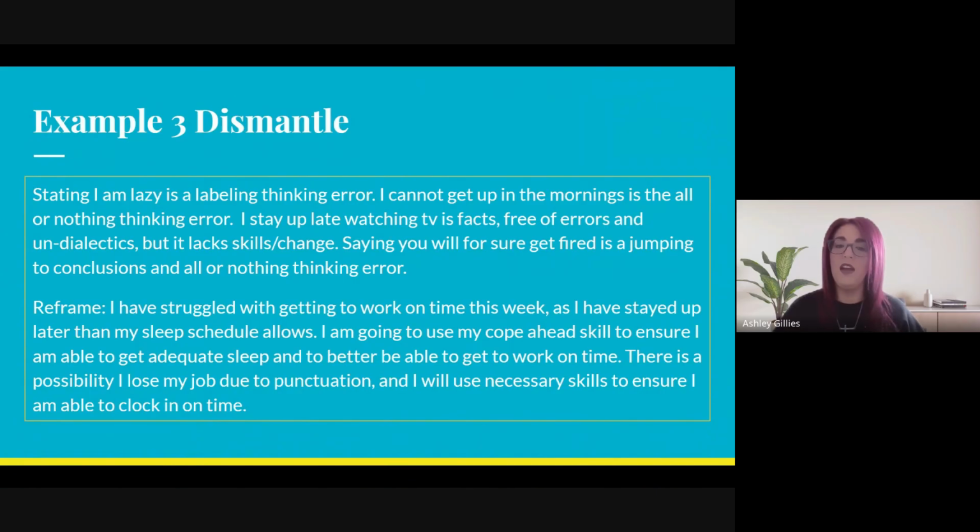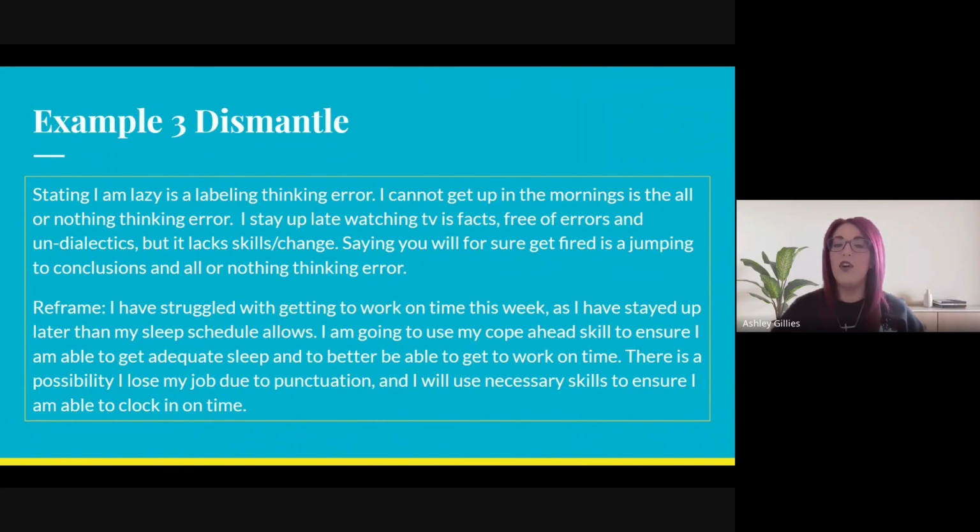"I stay up late watching TV" is facts, free of errors and dialectics, but it lacks the skills and/or change. I did not add this in here because, again, I'm trying to get people's wheels to turn a little bit. But if you look at the behavioral egos, right, because we talked about that in the beginning of the video, staying up late and watching TV is a factual statement. But what behavioral ego is that? If you know you have to get up in the morning, it's not the adult ego because you're not solving the problem. If anything, you're being adaptive child, like, I'm going to stay up and watch my TV. I don't want to go to sleep. Okay, that is what is happening. When you don't use the adult ego, you will fall into other egos. And it lacks skills or change, right? How do I get into the adult ego? There's no skill set there.